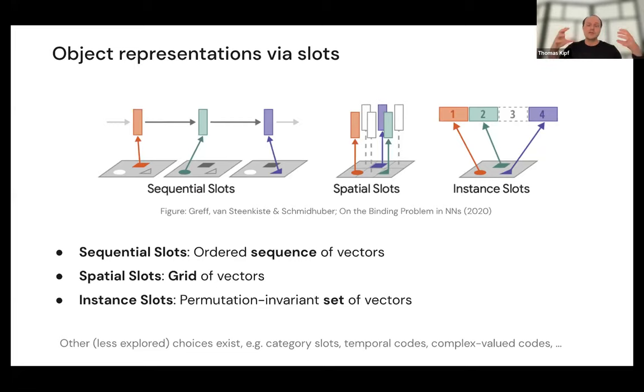Putting the same kind of symmetry we have in the world about objects into the representation is one of those lessons in terms of building neural network architectures, something that can buy you a lot of data efficiency. And so with these methods, you basically assume a set of vectors and you somehow route the input to these individual set elements.